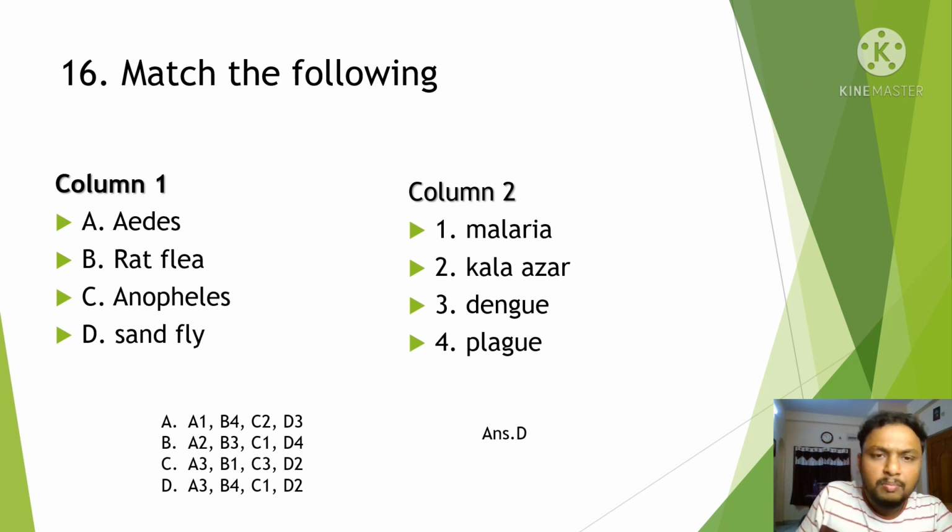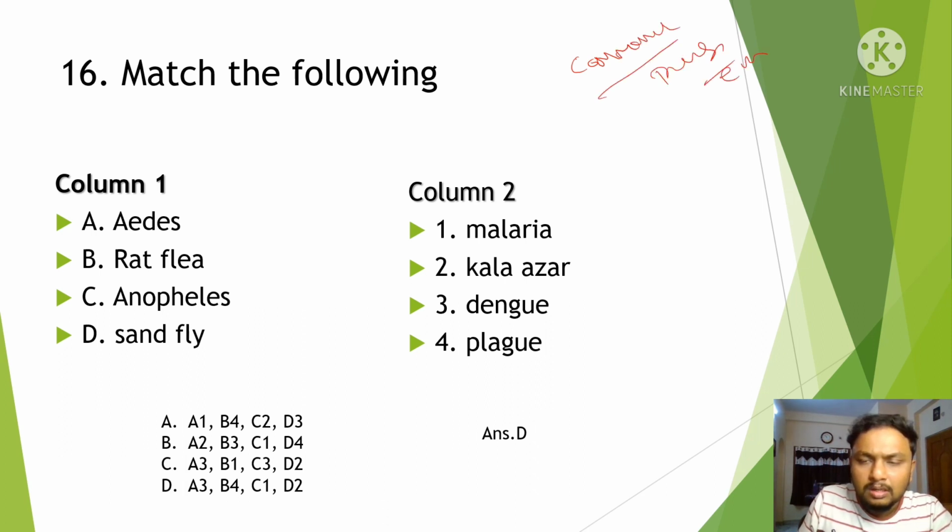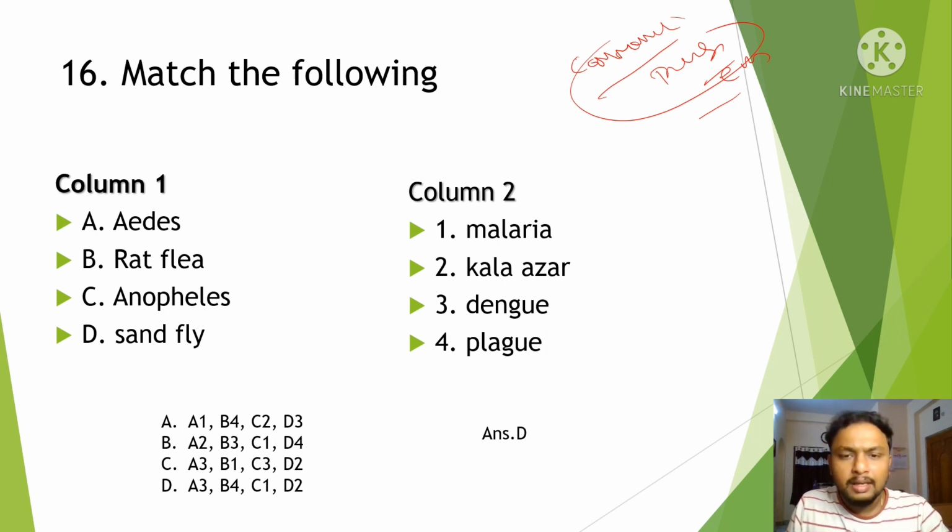And next, match the following: Aedes, rat flea, Anopheles, sandfly. This is related to communicable diseases, a transmission or epidemiology related topic. Aedes mosquito, rat flea, Anopheles, sandfly. Your option column B has diseases spread by these agents: malaria, kala-azar, dengue, and plague. Okay, so write your answer.